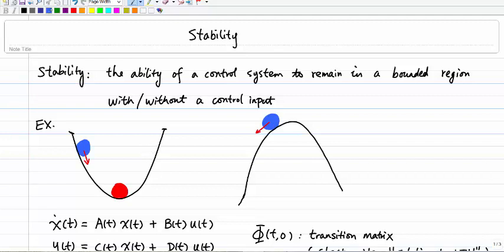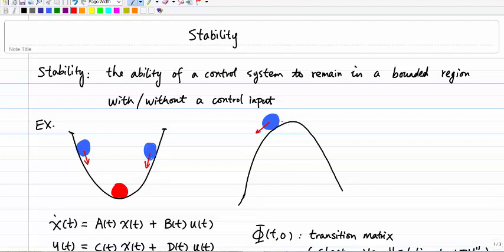Even if I put it over here, it will still go down. If you put it over here, it will still go down. Assuming you have friction, it could go back and forth a couple of times and settle down at this point. It's called stable because it can remain in this region.